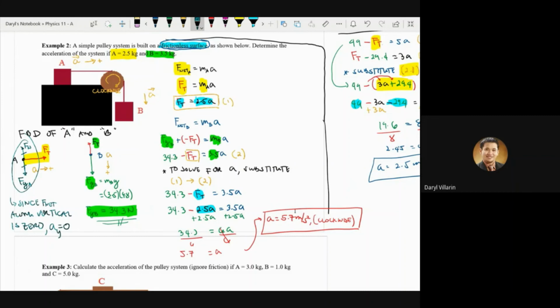However, a more complicated question here is if you have friction between object A and the surface. Even though you don't have any vertical movement, remember, friction is dependent on the normal force. And in this particular case, as long as the object is lying horizontally, the normal force is just equivalent to the weight of the object. Okay?